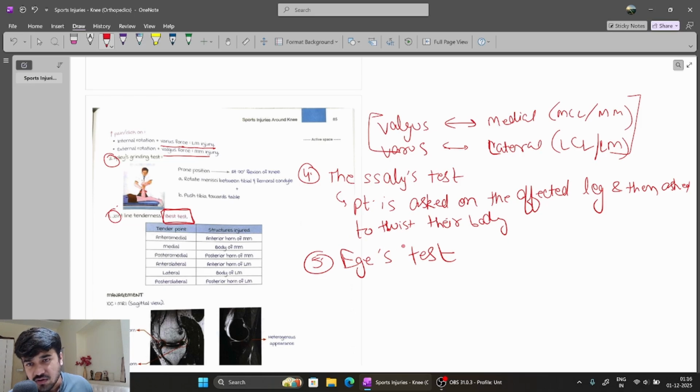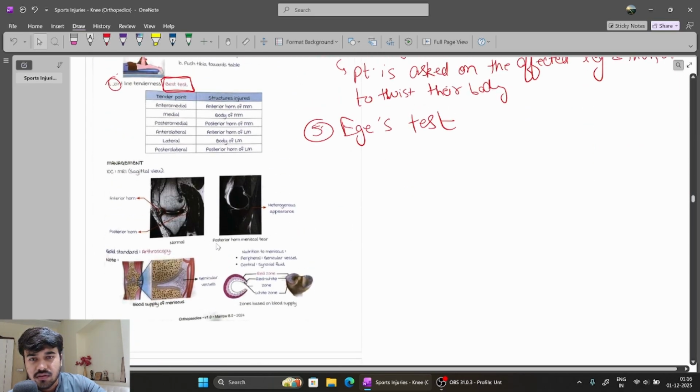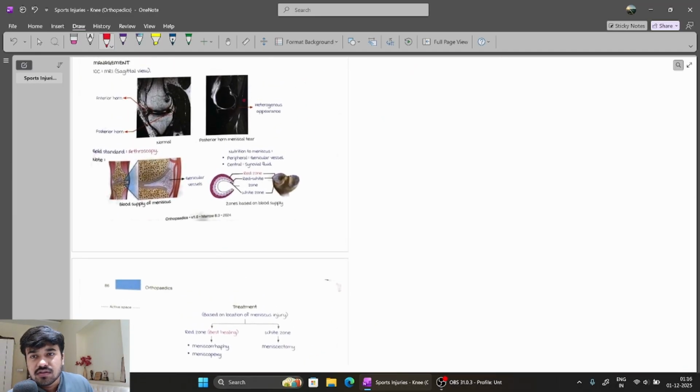Now coming on to the investigations and management. Basically, as we studied earlier, the investigation of choice for all sports injuries is MRI, but in case of menisci, we use the sagittal view. In collateral ligament, we use the coronal view, but in menisci, we will use the sagittal view. So basically, we are taking a slice cutting the joint in this way and seeing from the side.